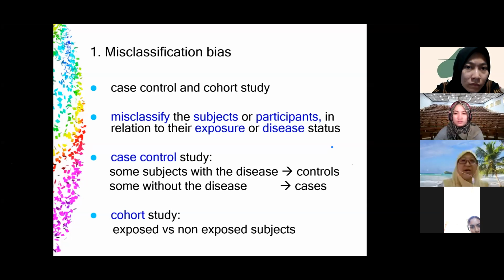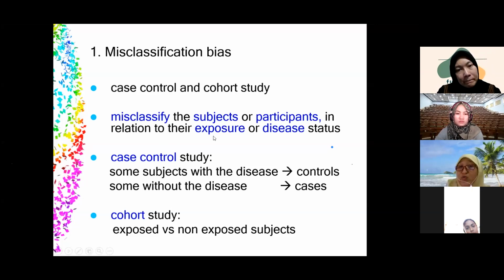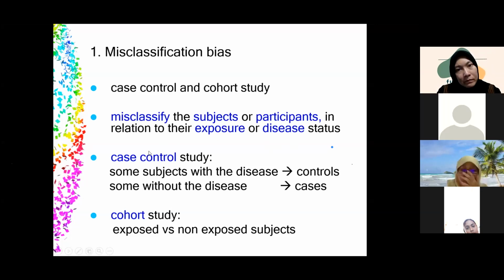Okay. Number one, if you are reading a case control and cohort study, you may want to look whether they have misclassification bias or not. Misclassification bias ni maknanya the study misclassify the subjects or participant in relation to their exposure or disease. Maksudnya, in case control study, case control we start with case.